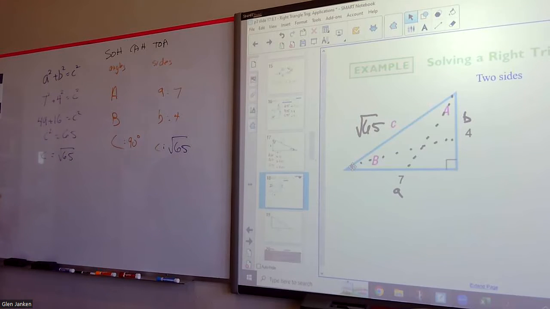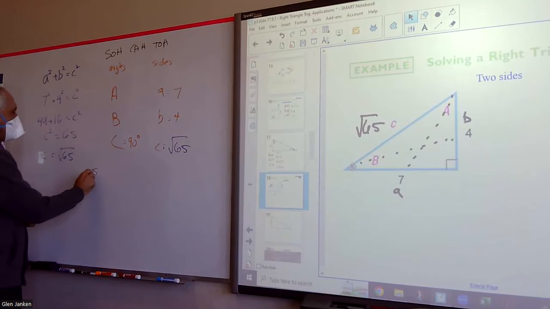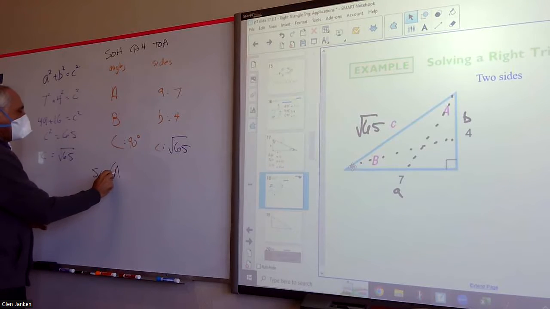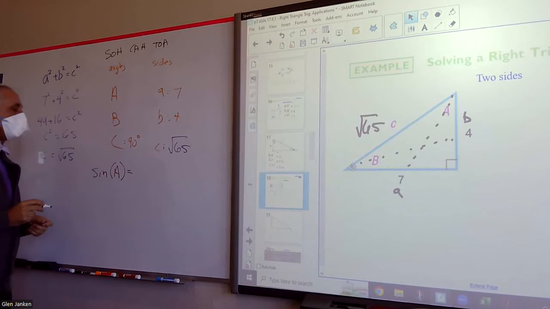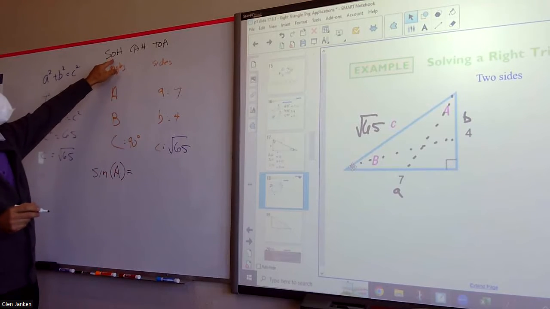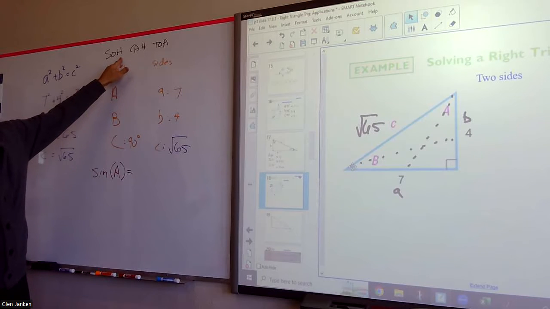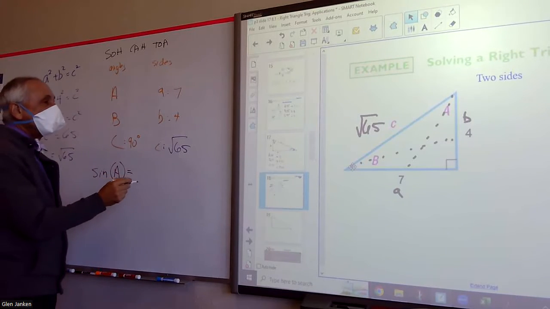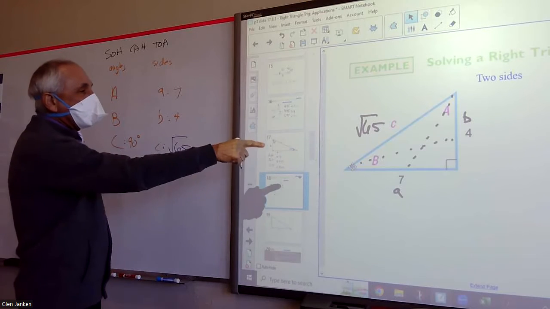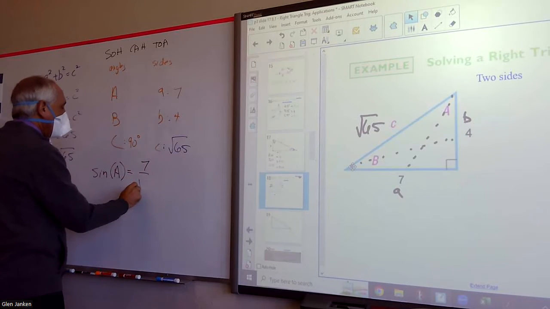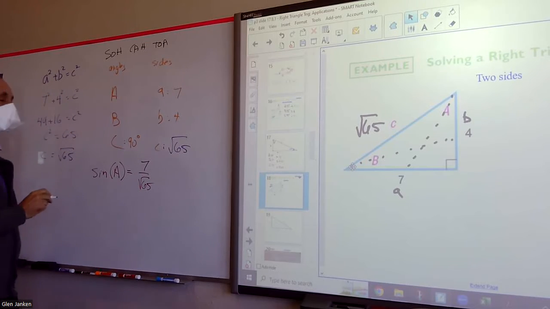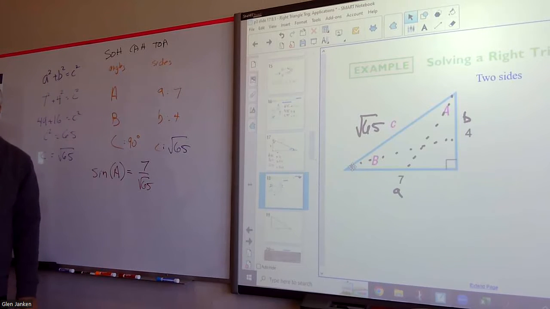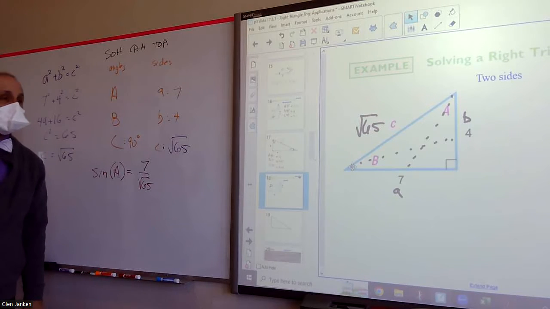But let's say I want to find the sine of angle A. Sine is opposite over hypotenuse, correct? So the sine of angle A is going to be opposite 7 over radical 65. 7 over radical 65. Are we okay with that? Is this leading anybody to figure out what we are going to do, Allison? How?